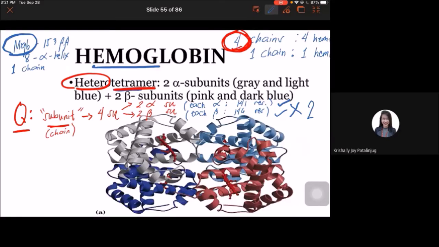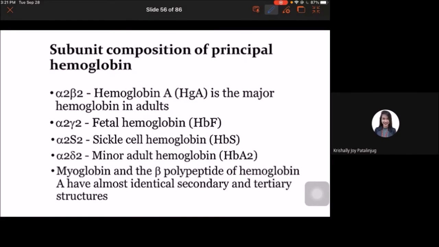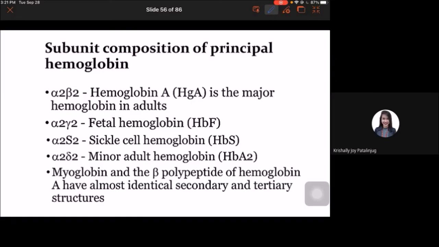Now, with regards to hemoglobin, we have certain terminologies that you must be familiar with, particularly with regards to the subunit composition of principal hemoglobin. Here we have what we call alpha 2, beta 2. You know this already: alpha 2 means two alpha, and two beta. This is the major hemoglobin type among adults, among humans, also known as hemoglobin A or HbA.